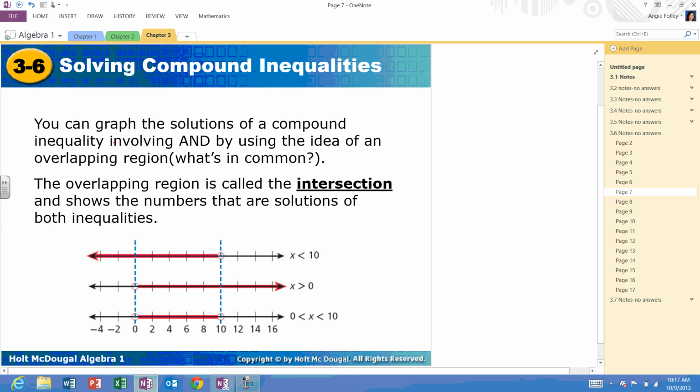All right, we can graph the solutions of a compound inequality involving "and" by using the idea of an overlapping region. That just means what's in common with the two. The overlapping region is called the intersection, and it just shows the numbers that are solutions of both inequalities. For example, let's say I had the inequality x is less than 10 and greater than 0. So this is my compound inequality.